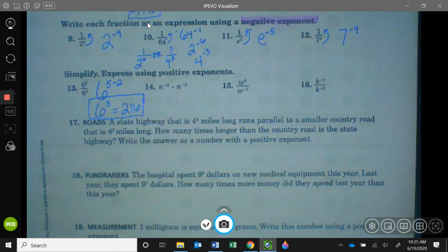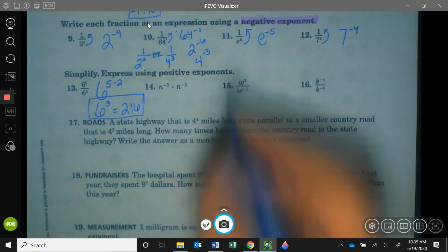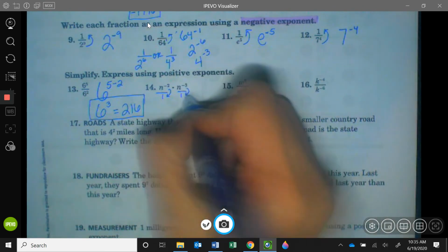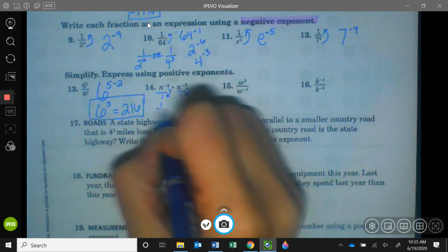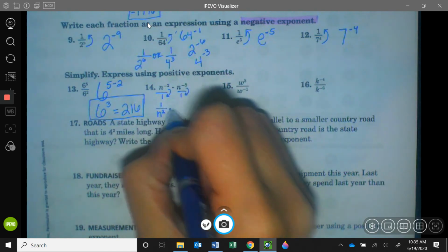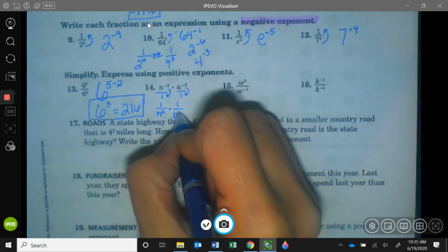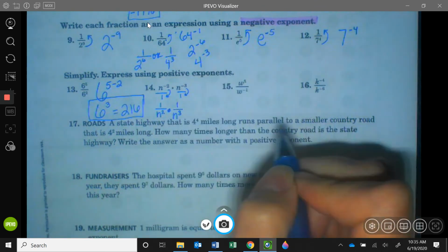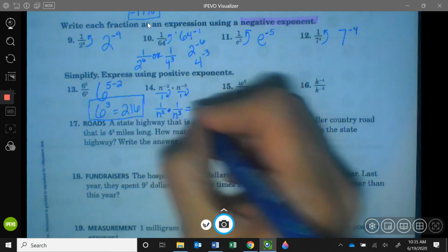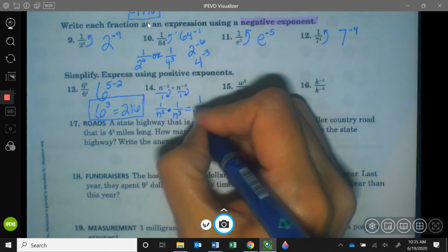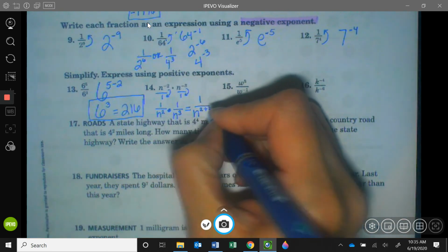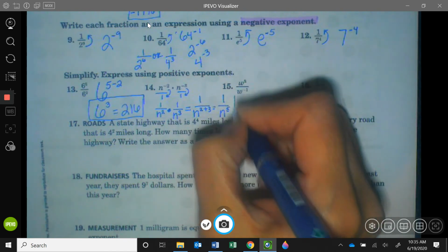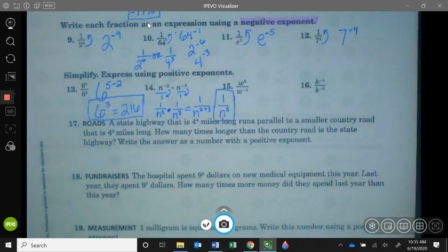So both of these answers are correct. Okay, but look at number 14. They're both negative. So that means we have to move them both. So we end up with 1 over n squared times 1 over n cubed. Now, this is a multiplication problem, which means we get to add our exponents. So this becomes 1 over n to the 2 plus 3, which is 1 over n to the 5th. There's your final answer.